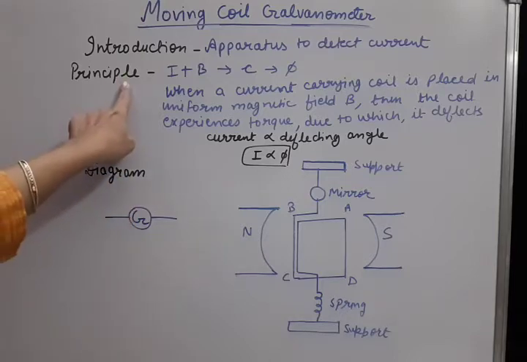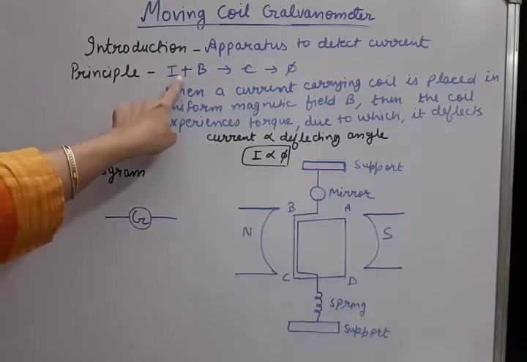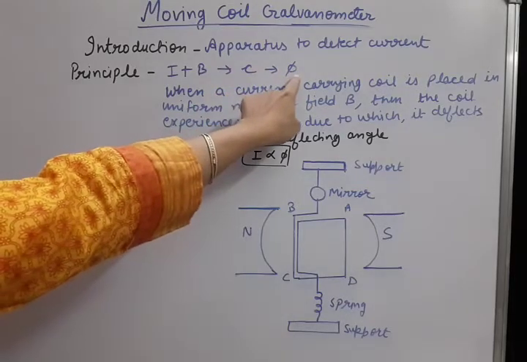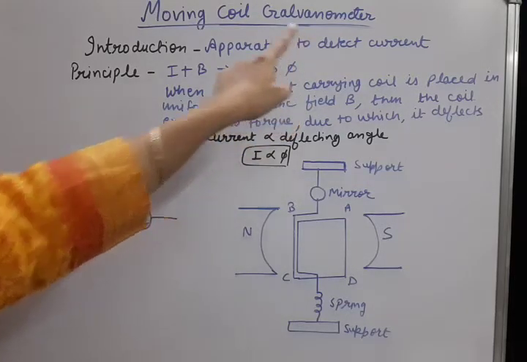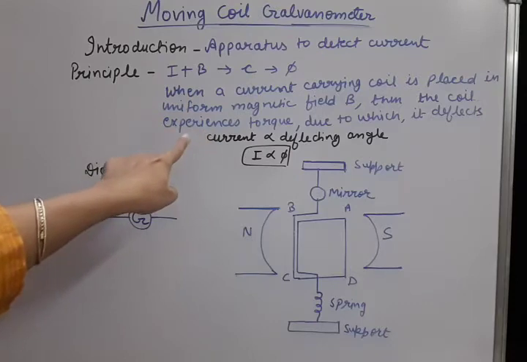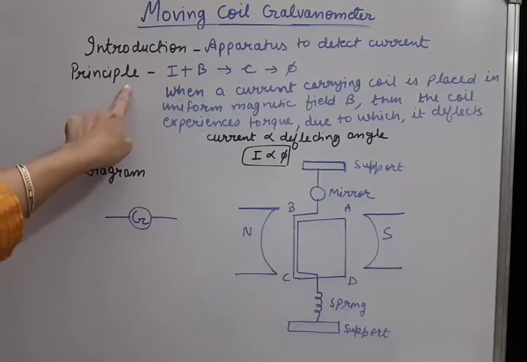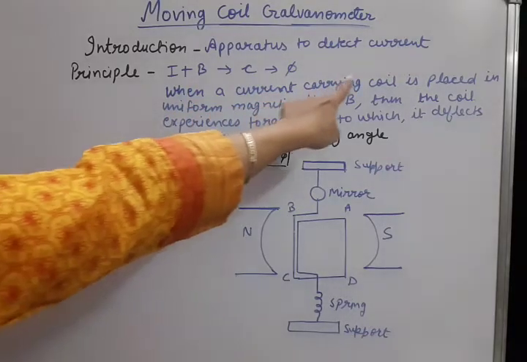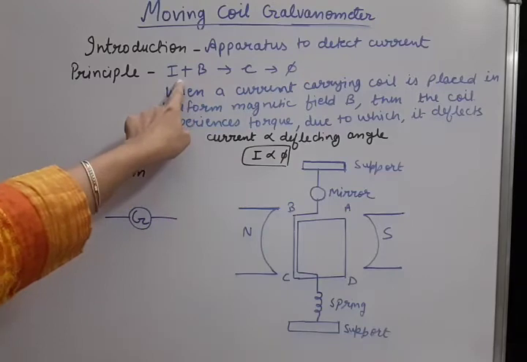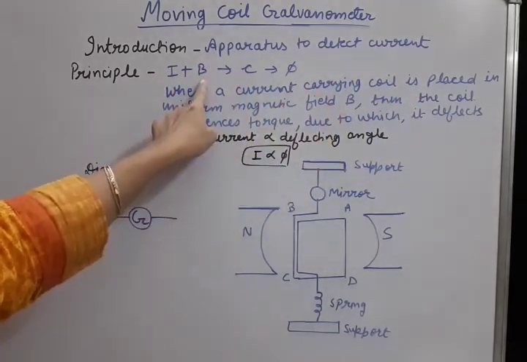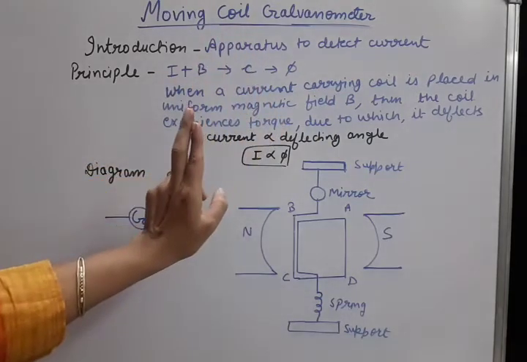First of all, the principle. In short, you can remember this technique: I plus B equals torque, and torque gives rise to deflection angle phi. What actually happens is written in detail, but this learning technique will help you to remember the statement. The principle is, when a current carrying coil, that means I, is placed in a uniform magnetic field B, so I plus B combination we have shown.